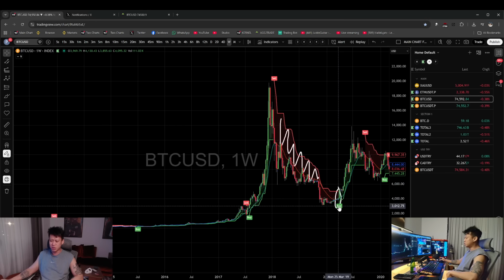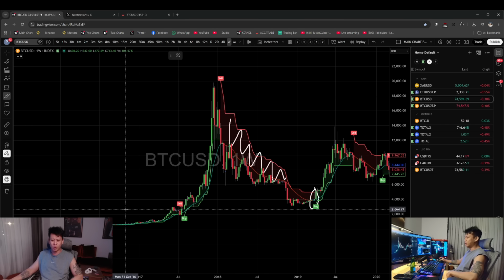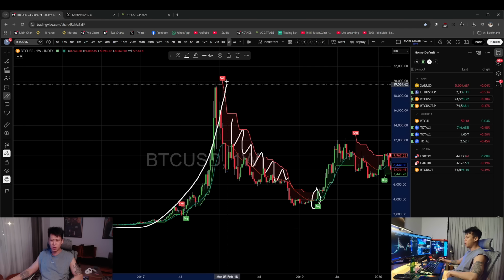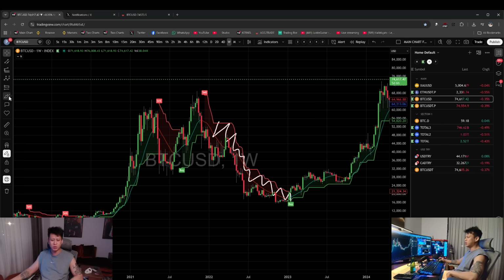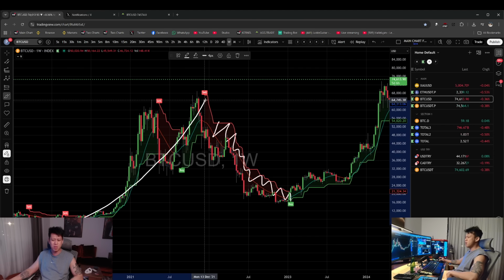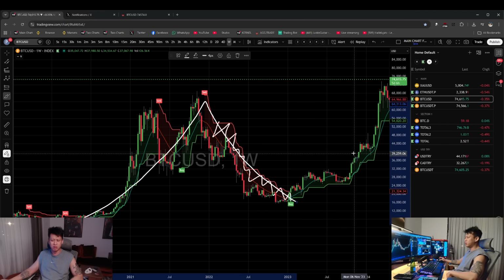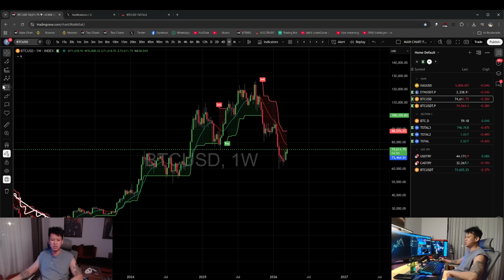If you just look at this figure, what is it? It just goes up and then it just goes down, right? That's literally what it does. Look at this one. Is it any different? It just goes up and then it just goes down. And you look now, it's not going to do anything different, guys.